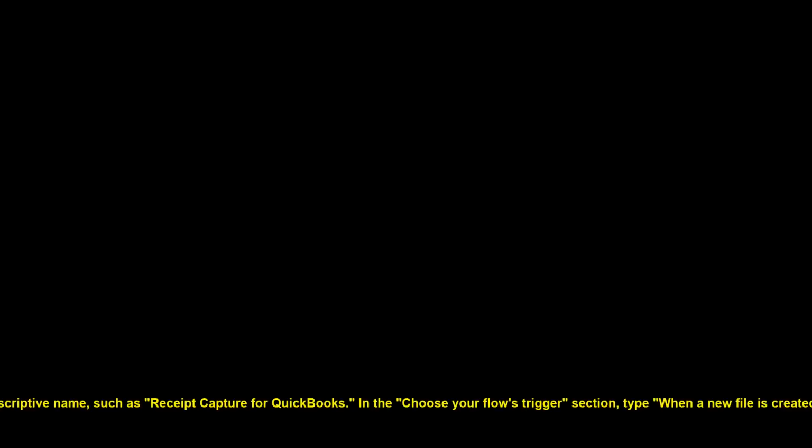Choose Automated Cloud Flow from the options presented. Give your flow a descriptive name, such as Receipt Capture for QuickBooks. In the Choose Your Flow's Trigger section, type when a new file is created. Select the trigger for when a new file is created in a folder from the list. Click Create to proceed to the Flow Designer.